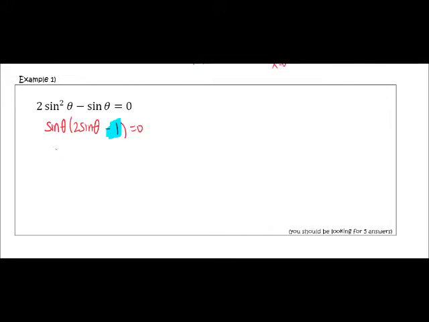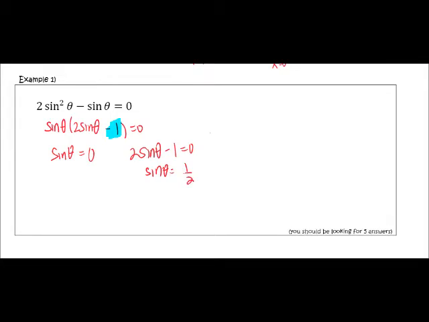Just like before, you can set each of these factors equal to 0. So sine theta equals 0, or 2 sine theta minus 1 equals 0. That means that sine theta equals 0, or sine theta equals positive 1/2.